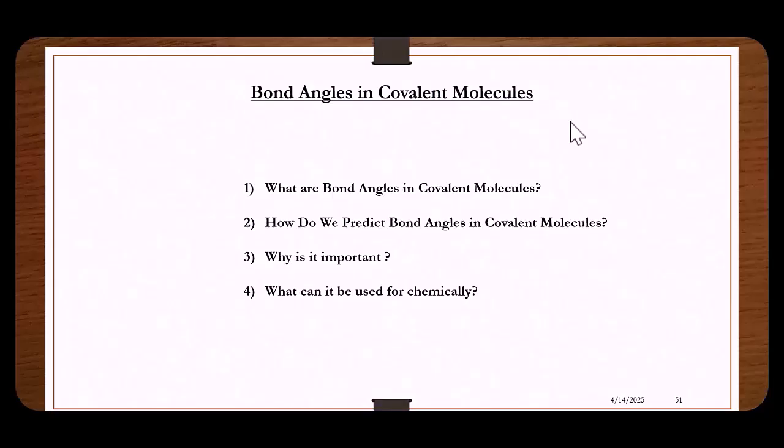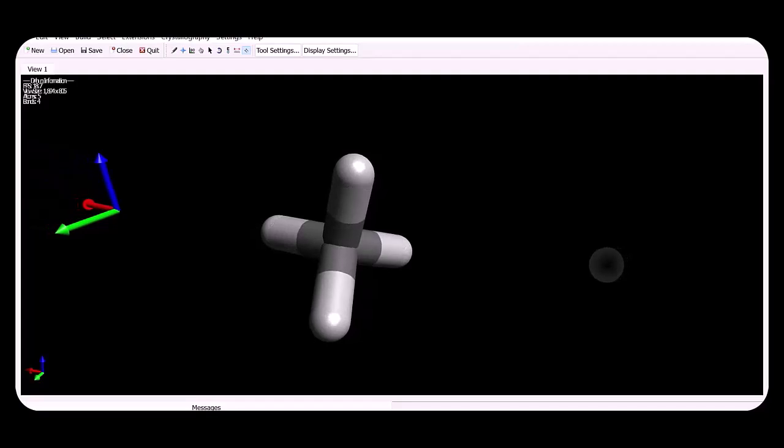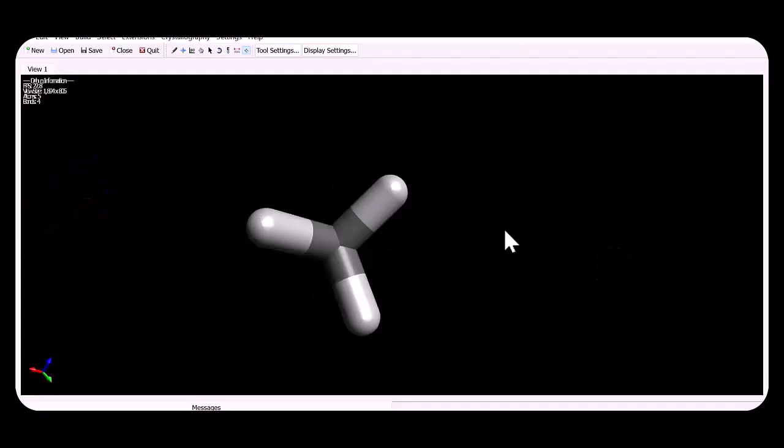In this video, I want to go over bond angles and covalent molecules. I'll go over what they are, how they can be predicted, why they're important, and how they can be used chemically. First, let's look at what bond angles are in a covalent molecule. Bond angles in a covalent molecule are exactly what they sound like they would be. They're the angles of the bonds that are in the molecule. There are 3 main types. There's a linear angle, there's a trigonal planar, and there's an angle that is tetrahedral. This is a hydrocarbon, it's methane, and it has a tetrahedral geometric shape.